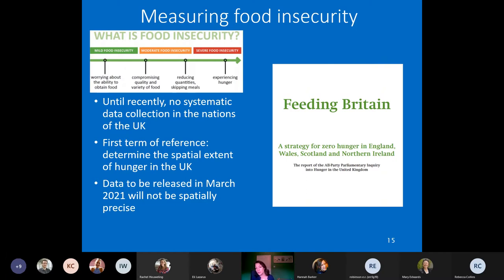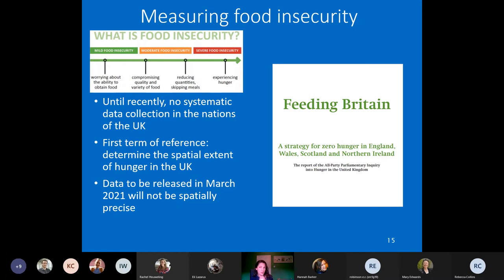The data are due to be released on the 25th of March, but there is some skepticism as to whether that's actually going to happen or not. And you can see here the measure is ranging from mild food insecurity to severe food insecurity. And this is measured using a series of questions that were created in the US by the US Department of Agriculture. And there are variations of it, but it's either 6 or 12 questions about, have you skipped a meal in the last period of time? Usually it's 12 months, but you can also omit it to 4 weeks.